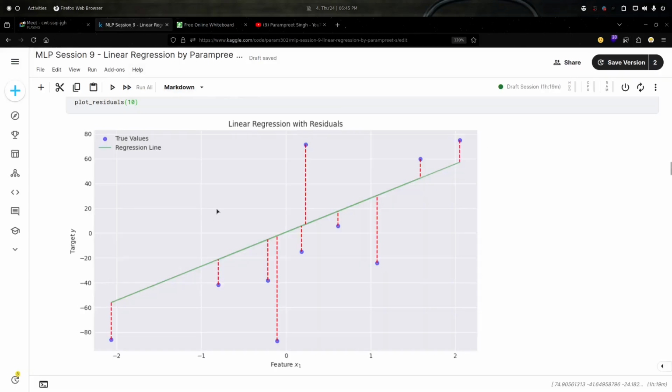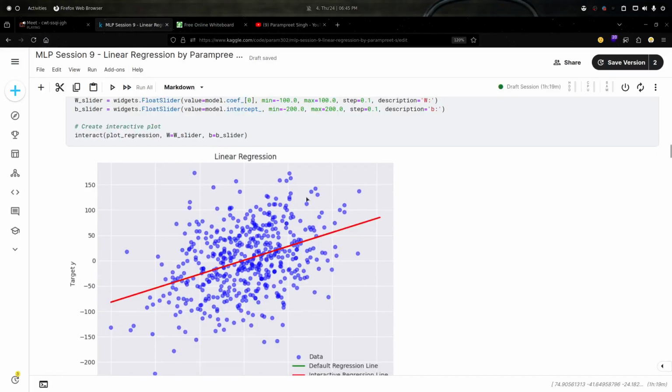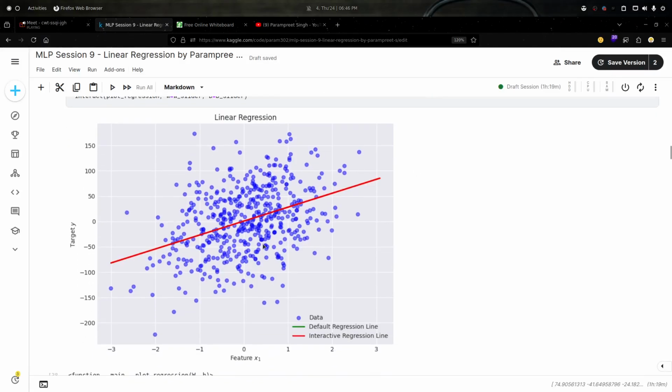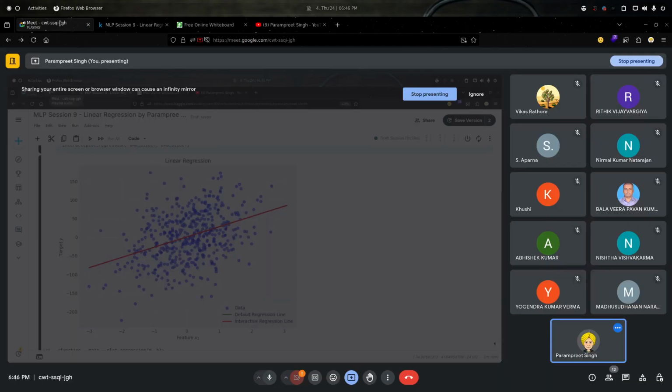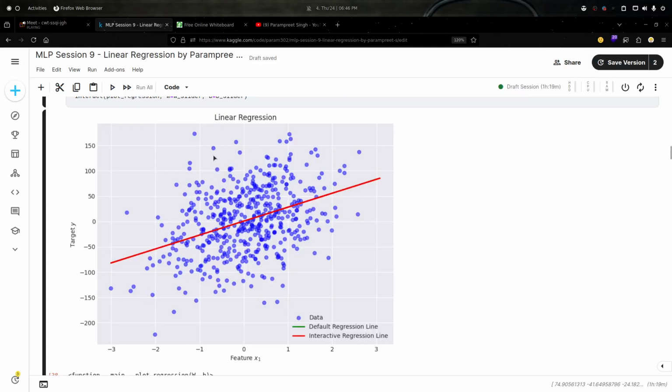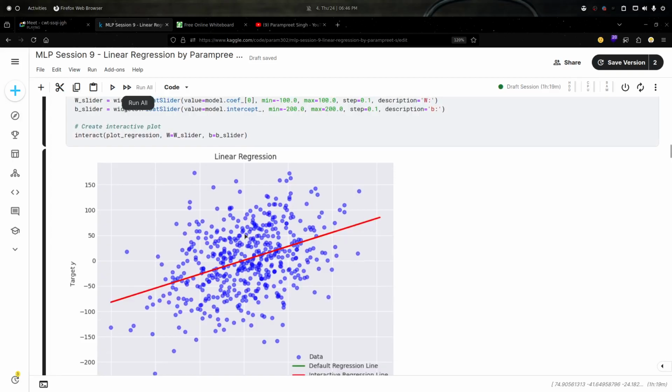Now let me show you the visualization of this so you will get a clear idea. Can you all see this graph? Yes, it's visible. Great. In this graph we have some data points which are represented by the blue dots, and we have two lines here. Right now you can only see one line, which is the red line. This red line is the linear regression line which we have plotted.